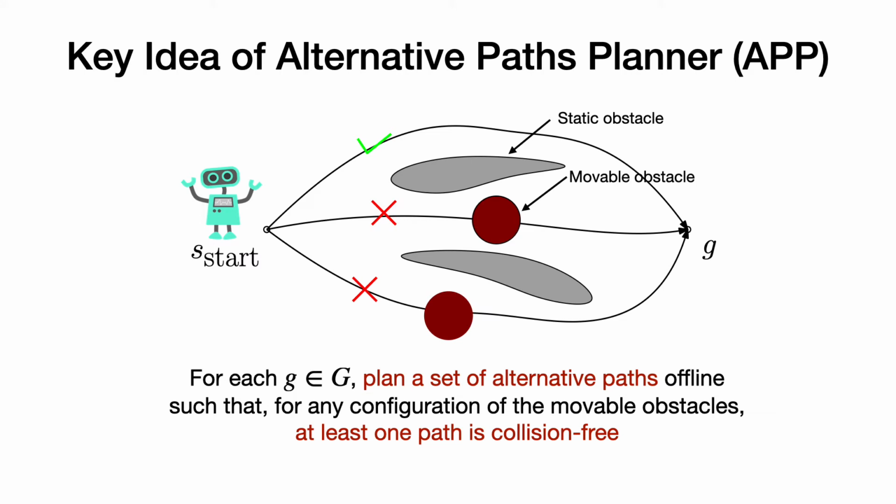For each goal in the goal region, plan a set of alternative paths offline such that for any configuration of the movable obstacles, at least one path is collision free. And during online execution, for any given configuration of the movable obstacles, just loop through these paths to find the one which is collision free.